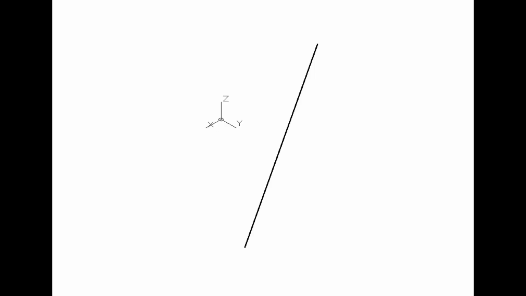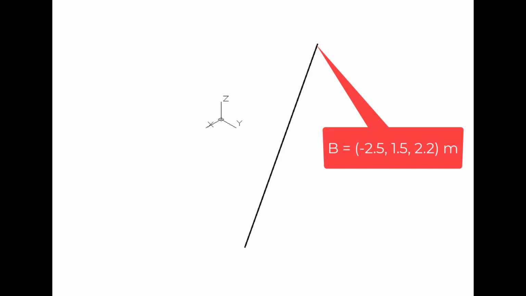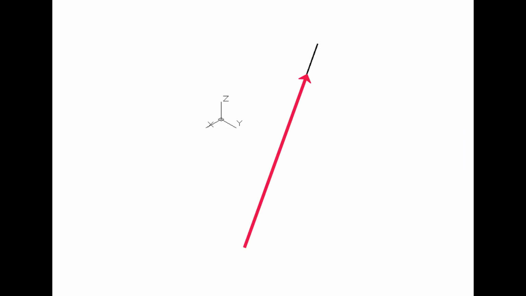All right, let's look at the example of force vectors from position vectors. We have set up this problem where we have an A and a B. The coordinate for A is 2, 3, minus 2.5. So that's the x, y, and z of A. The coordinate for B is minus 2.5, 1.5, and 2.2. A 5 kilonewton force is acting at A, and it is pointed at B.